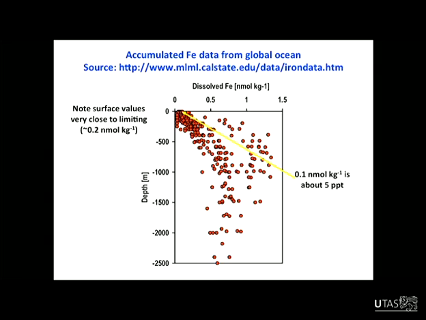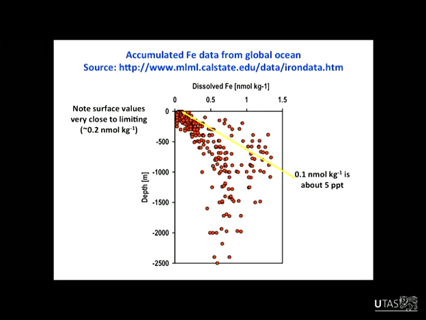I haven't actually shown any profiles yet of dissolved nutrients, but this is a typical nutrient profile in the global ocean. The nutrients are low at the surface because they're being taken up by biology, and as that biological material rains out of the surface ocean, it gets remineralized back into the dissolved form.